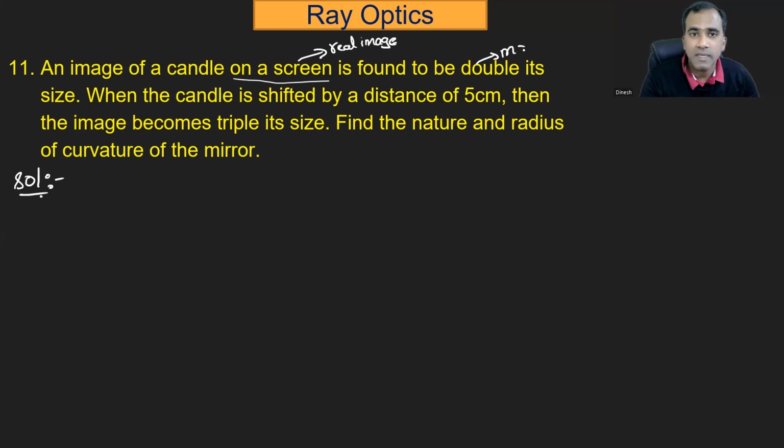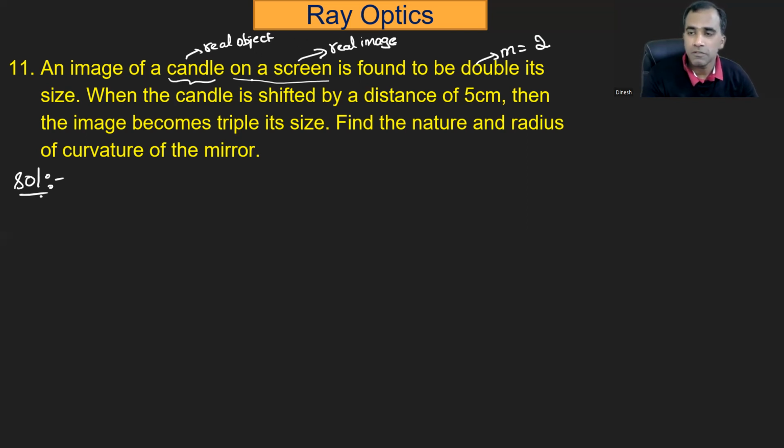And they're also saying that it is found to be double its size. Double its size means m is equal to 2 or minus 2. Image of a candle, which means a real object, no? Real object, real image.